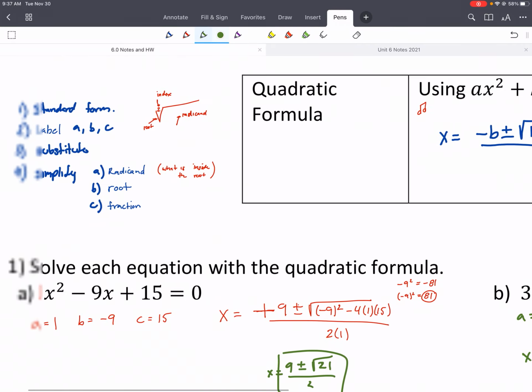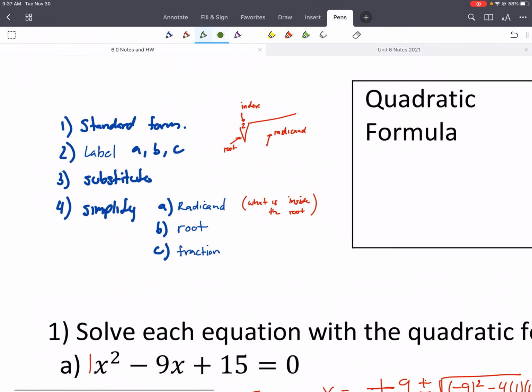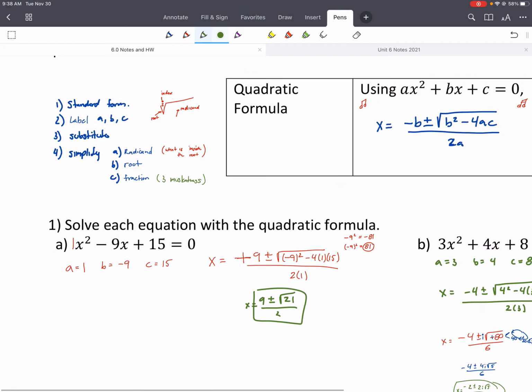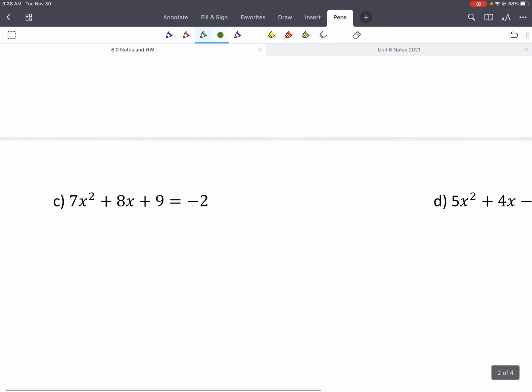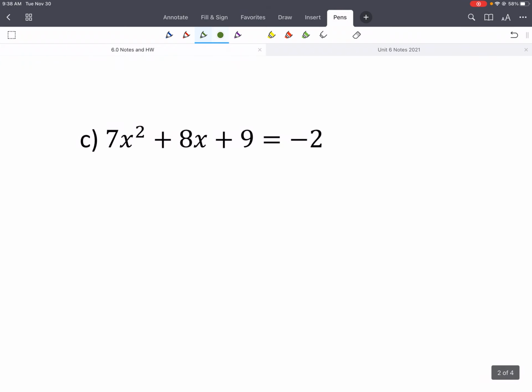Okay, so again, here are those steps if you want to pause and write those down. Standard form first. Label A, B, and C. Substitute it into the formula. Simplify the radicand. Simplify the root. Simplify the fraction. Again, remember 3 musketeers. I don't even know how to spell that, but I think you get the idea. All right, so we're going to do this one together, and then I'll have you try D.